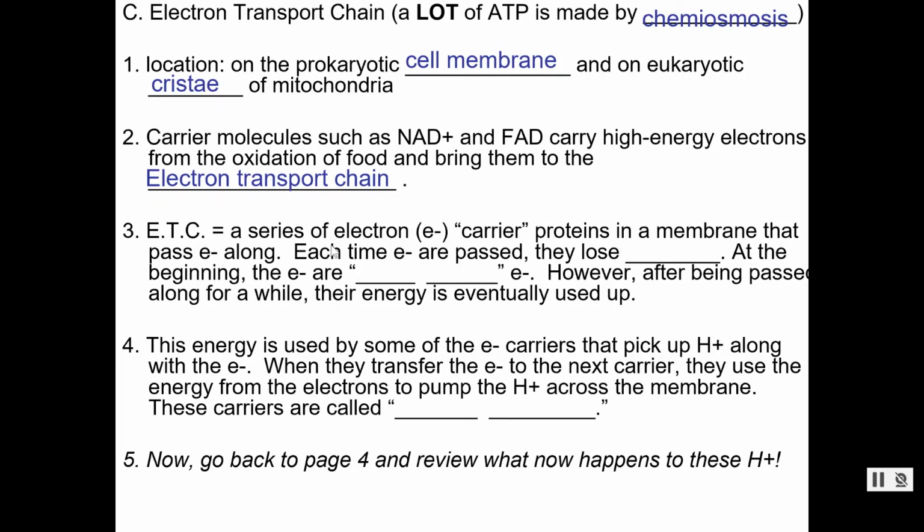Okay, so the electron transport chain is a series of electron carrier proteins in the membrane. The electrons are passed and they lose energy, just like our potatoes from the fire, they lose energy. At the beginning, they're considered high energy electrons, but after being passed, their energy is used up. They transfer these electrons to the next carrier, and the energy is what is used to pump those hydrogens across the membrane. So those proton pumps use that energy from these electrons to push or pump those hydrogens across the membrane.